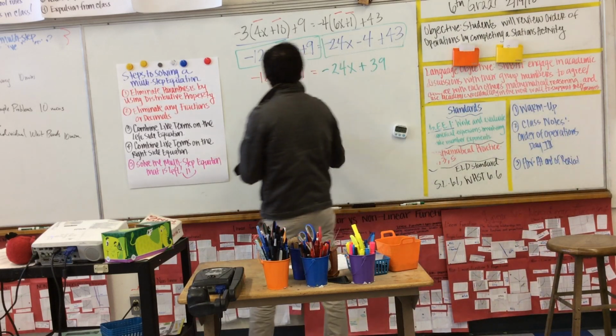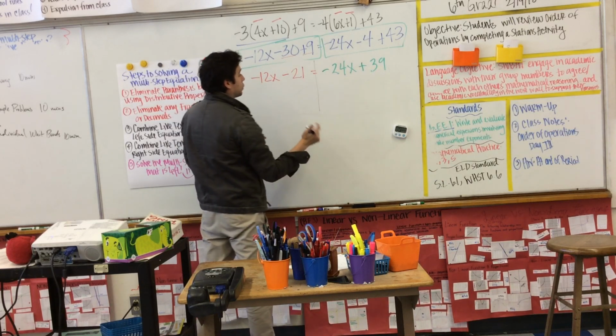Okay, so I'm going to go fast. Click, which is bigger, negative 12 or negative 24?